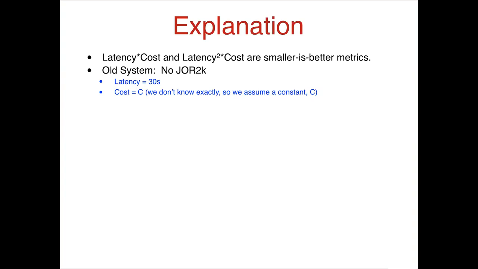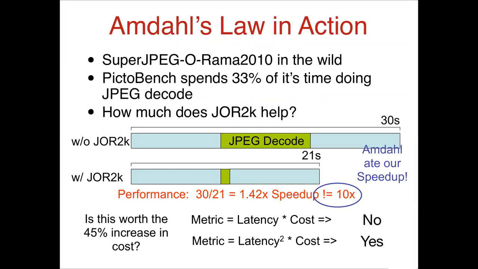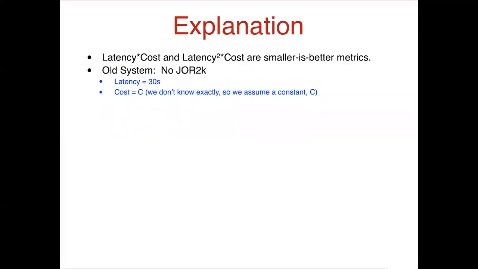So here's our old system without our processor extensions to make things fast. The latency is 30 seconds. The cost, we're just going to say it's C. We don't really know what it is exactly, but it's something. With the new system, we have a latency of 21 seconds. We're just getting this from looking at our pretty pictures. And the cost is 45% more. So it's 1.45 times C.